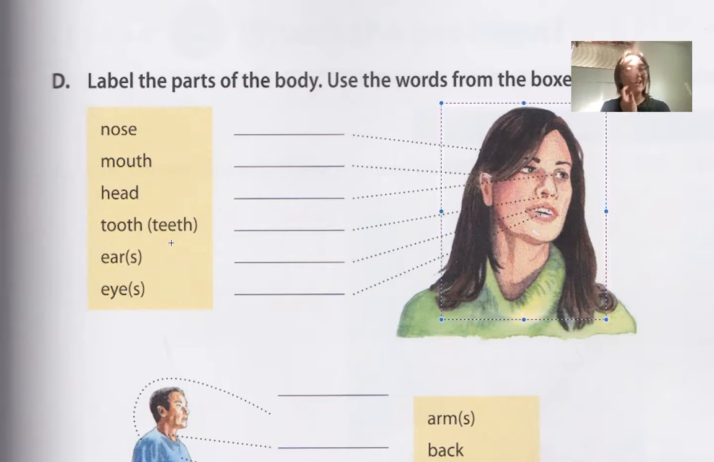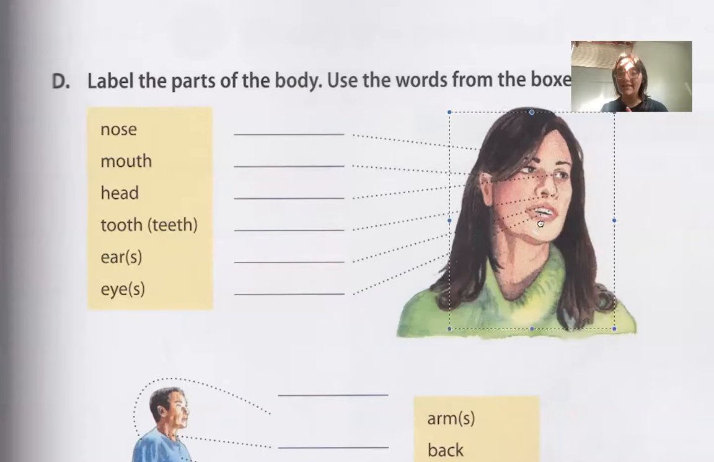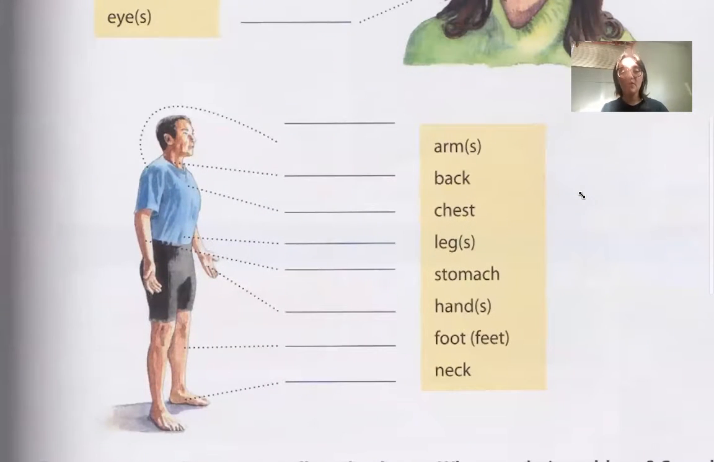Teeth, plural, right? So your teeth are in the mouth. We also have ear or ears. Ears is plural. We have eye or eyes. Eyes is plural, right? All right, so we have arms. These are your arms, right? So this is one, an arm. But when you have two, or just more than one arm, you say arms, right?